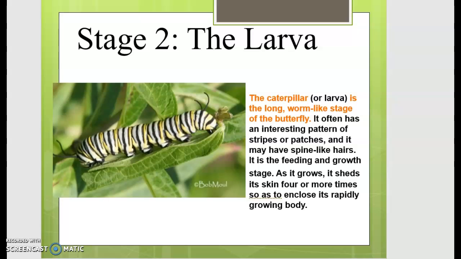As it grows, it sheds its skin 4 or more times so as to enclose its rapidly growing body. So it has to eat a lot during this stage, okay? This is the eating stage, the larva, which is the caterpillar. We've seen caterpillars around, right?